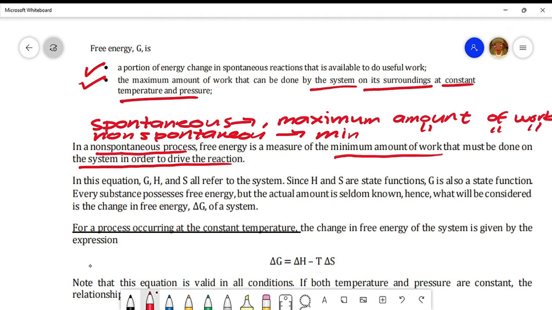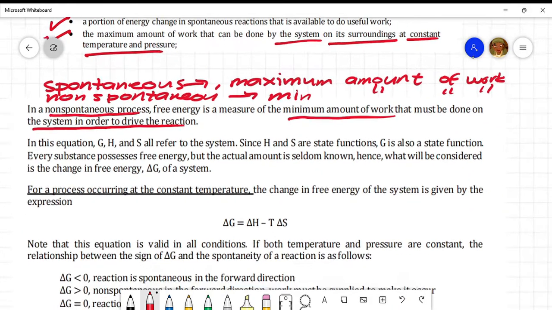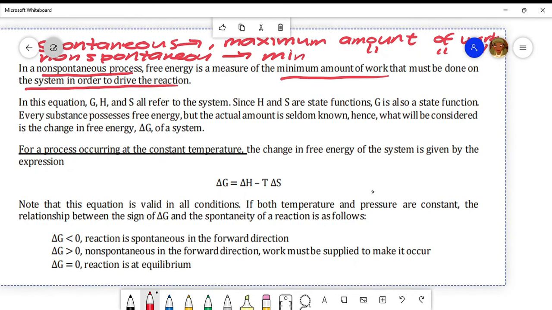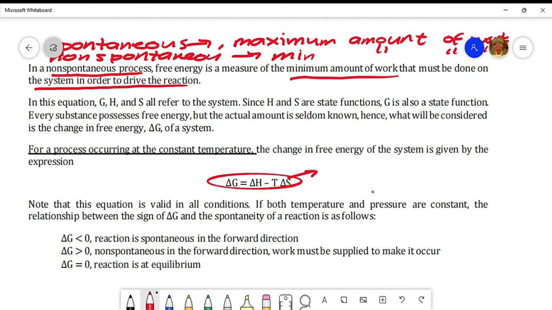So if we look at this equation here, G, H, and S all refer to the system. These are all referring to the system, not the surroundings and not the universe. H and S are enthalpy and entropy. And the triangle here lets us know that it's the change, at constant temperature. So it is the change of the system. Gibbs free energy here is a change of the system.